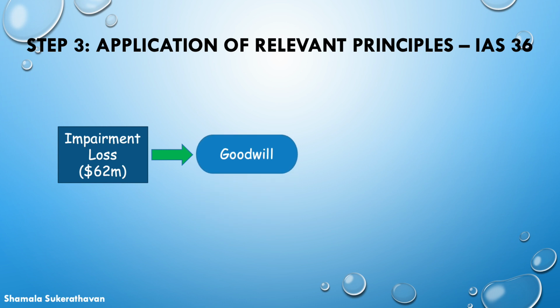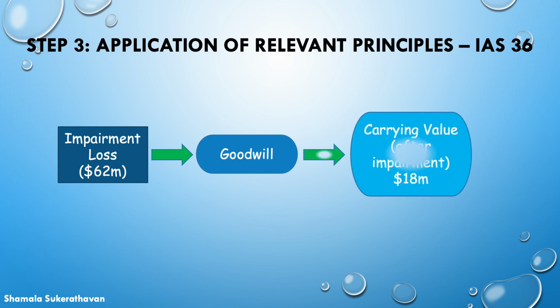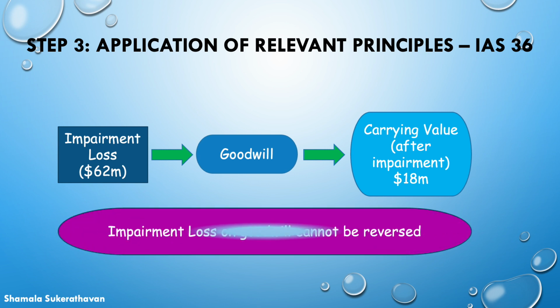As a result, the carrying value of the goodwill at the reporting date of 31st December 2023 shall be written down to 18 million. Please be reminded IAS 36 does not permit the reversal of impairment loss on goodwill.